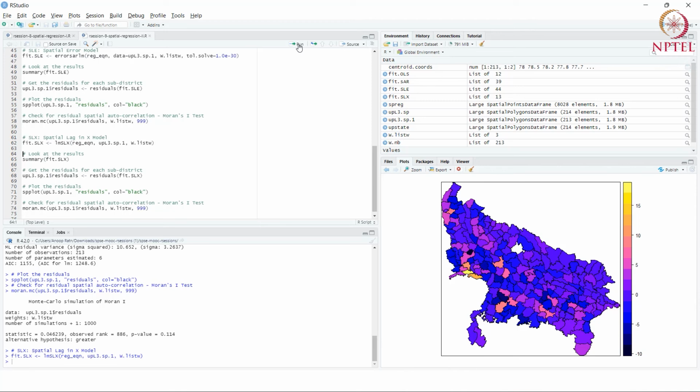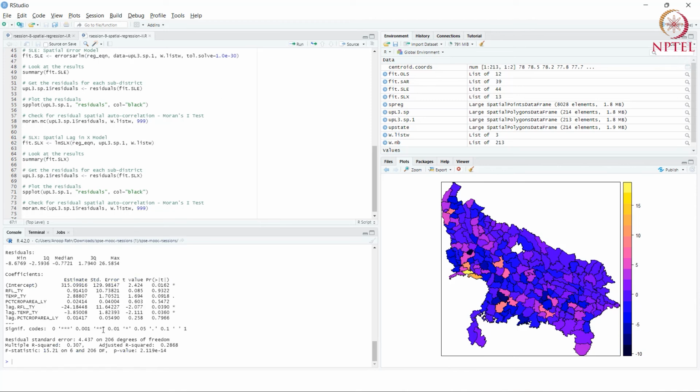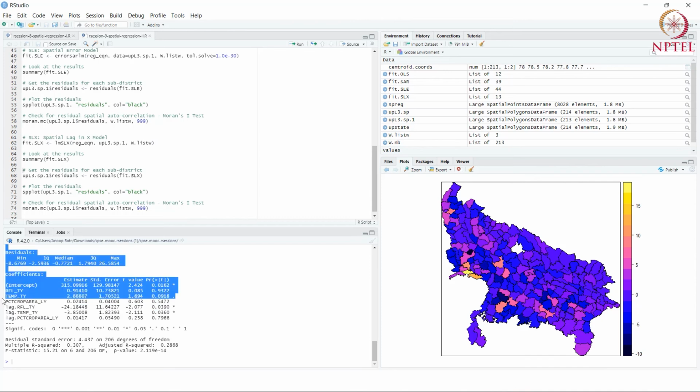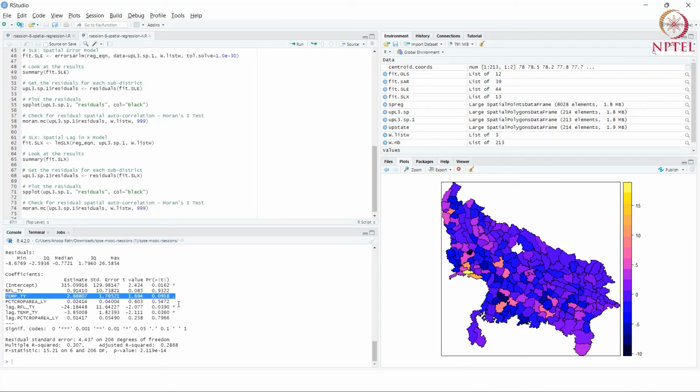SLX, and if you do a summary of this, what you'll see is that you get the usual coefficients, which are the rainfall, temperature and percentage cropped area for this location, and then lagged versions of all of them. And now we see some interesting results. We see temperature becomes significant, and it has a positive sign. That positive sign is something that we can interpret in the sense that hotter areas will tend to have higher groundwater depth. So that actually makes sense.